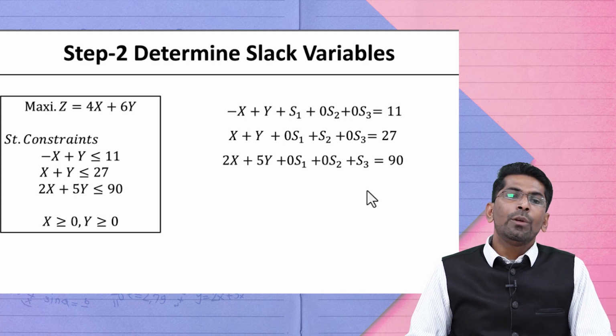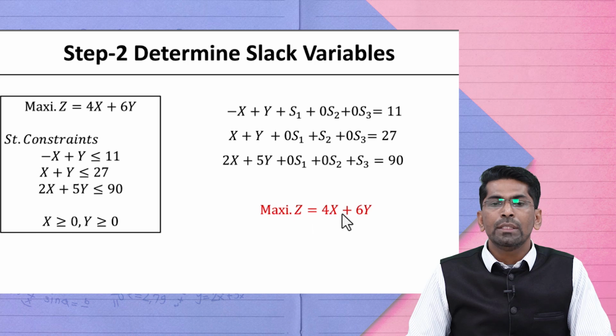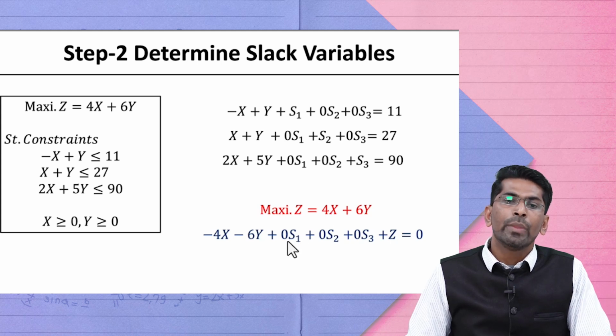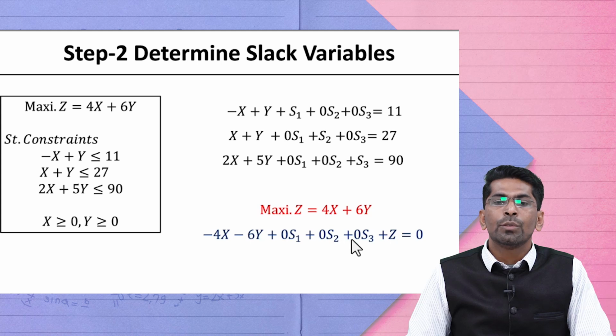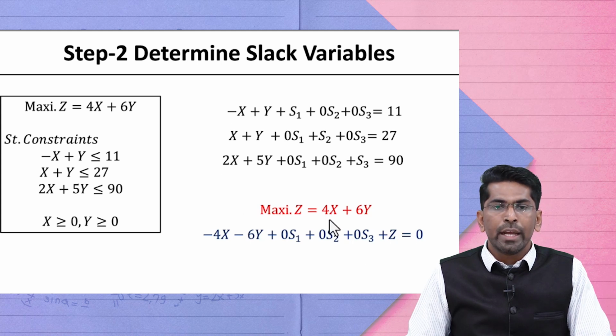Similarly, we consider the objective function, maximization of z equal to 4x plus 6y. I take the 4x plus 6y to the left side of the equation, so it becomes minus 4x minus 6y plus 0 S1 plus 0 S2 plus 0 S3 plus z, which is equal to 0. Now we have converted it into standard form.